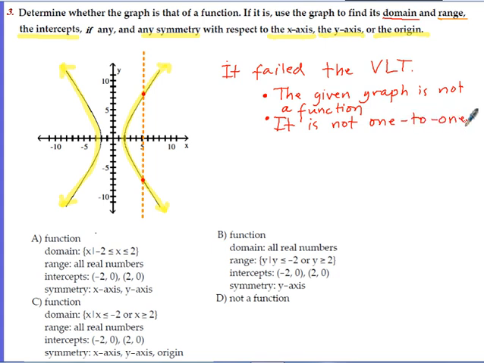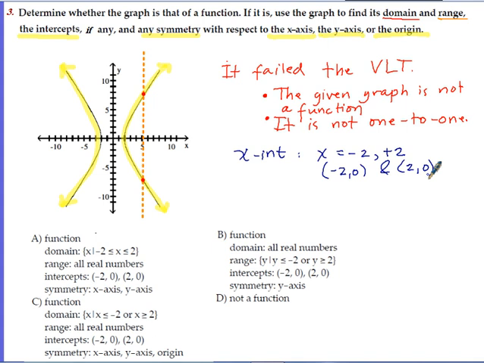But we do have our intercepts here. We have x-intercepts at, what is our x-intercepts here? So we have x is equal to -2 and +2. These are the x-intercepts. So we have (-2, 0) and (2, 0). So those are our x-intercepts.